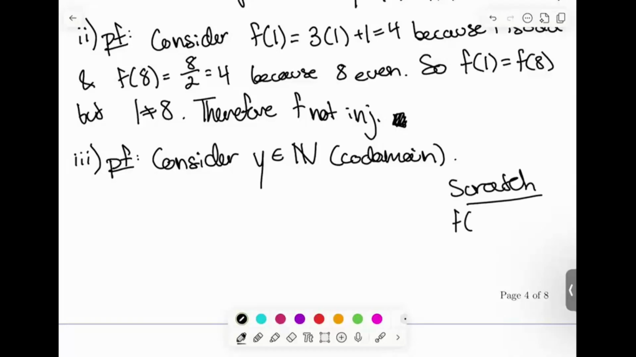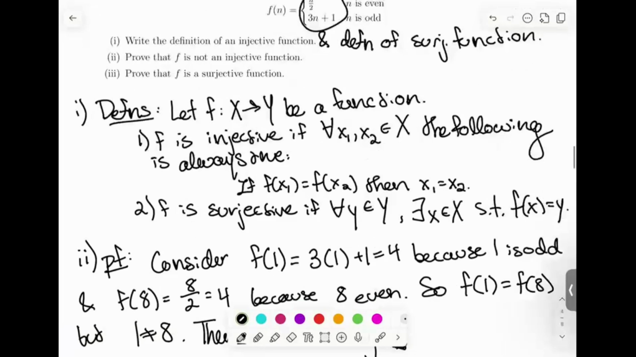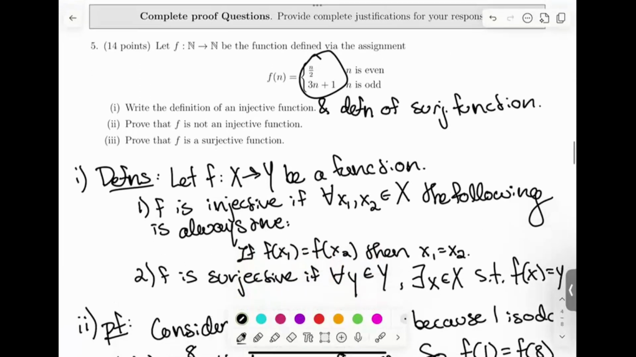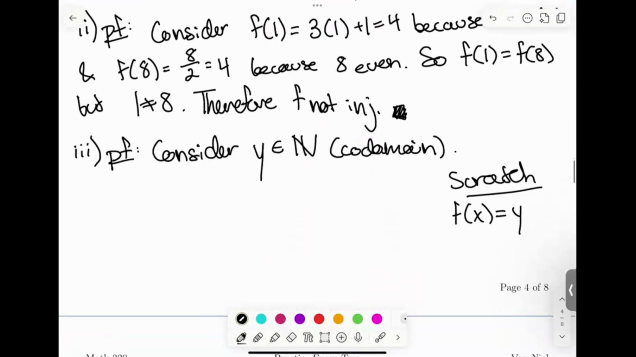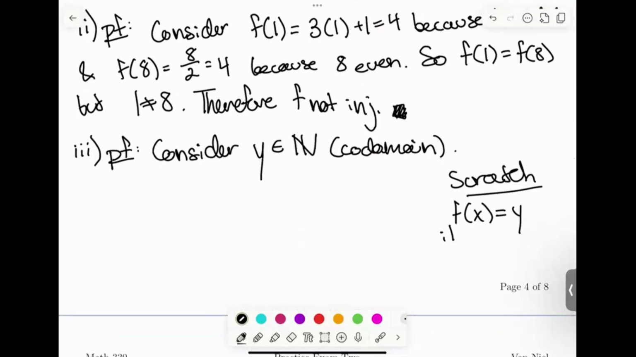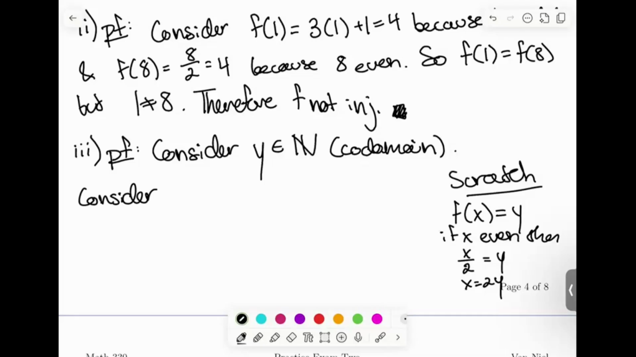And I say, okay, I want f of some x to equal y. Well, you know what I could do? I could split it up into cases, but I feel like there's going to be a way that we can always get this. So if x is even, x over 2 needs to equal y, so x needs to equal 2y. Oh, would you look at that? So that'll always work.